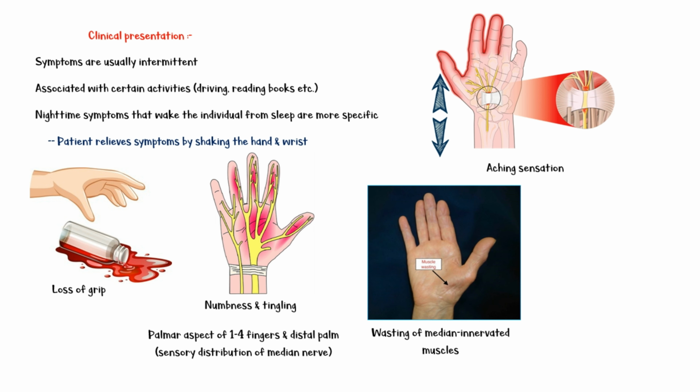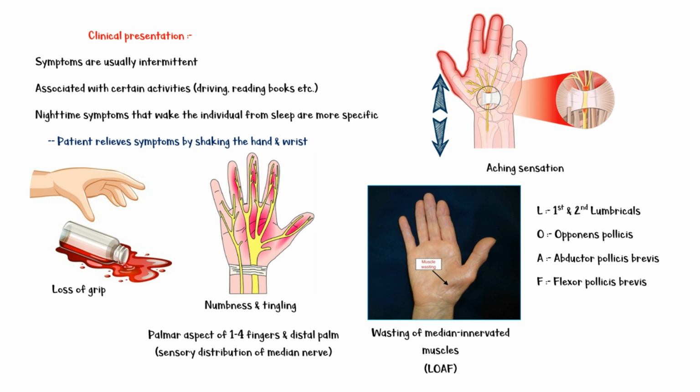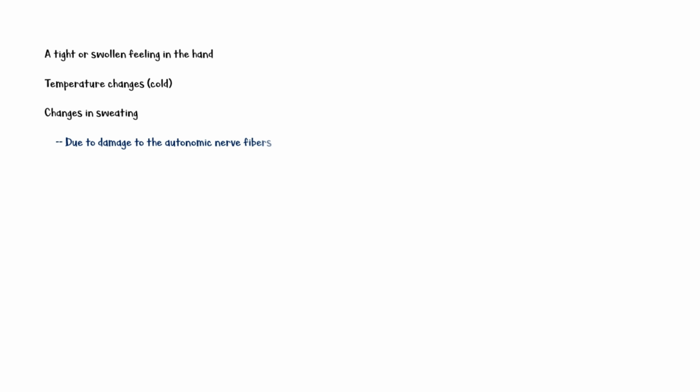These muscles can be remembered by the mnemonic LOAF, where L stands for first and second lumbricals, O stands for opponens pollicis, A stands for abductor pollicis brevis, and F stands for flexor pollicis brevis. Many patients with carpal tunnel syndrome also complain of a tight or swollen feeling in the hands and temperature changes. In more rare cases, there are complaints of changes in sweating. These symptoms are due to damage to the autonomic nerve fibers, since the median nerve carries most of these fibers to the hand. Now let's come to the diagnosis.